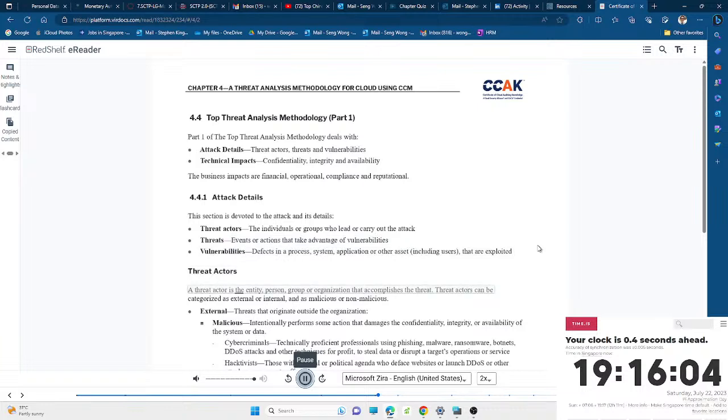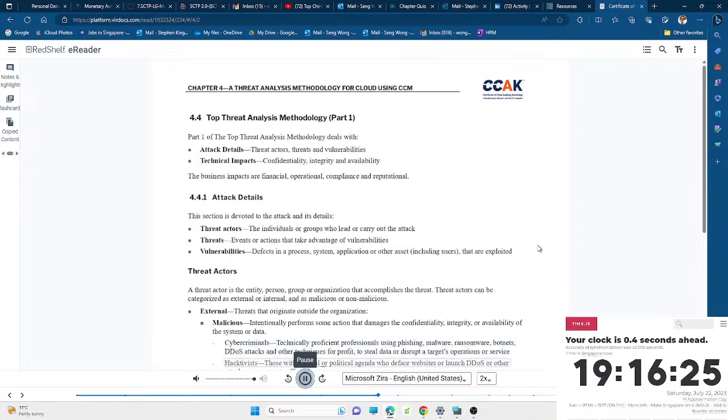Threat actors. A threat actor is the entity, person, group, or organization that accomplishes the threat. Threat actors can be categorized as external or internal, and as malicious or non-malicious. External threats originate outside the organization. Malicious: intentionally performs some action that damages the confidentiality, integrity, or availability of the system or data. Cybercriminals, technically proficient professionals using phishing, malware, ransomware, botnets, DDoS attacks and other techniques for profit, to steal data or disrupt a target's operations or service.